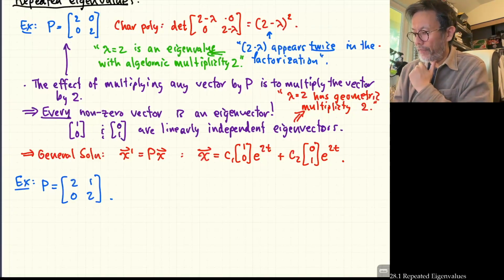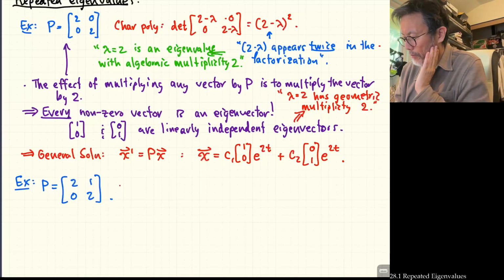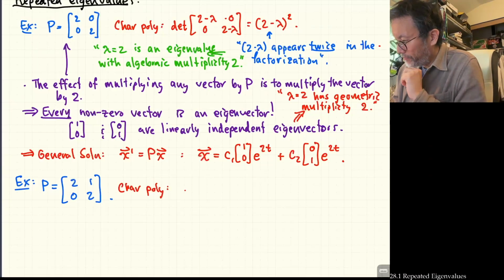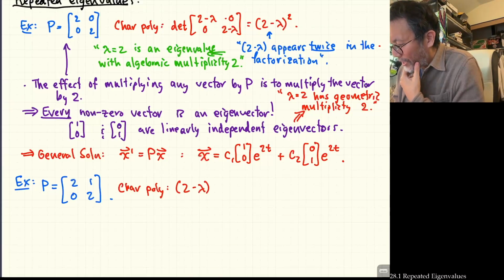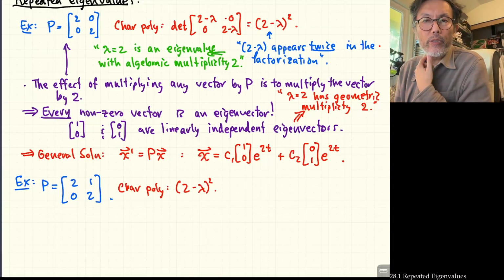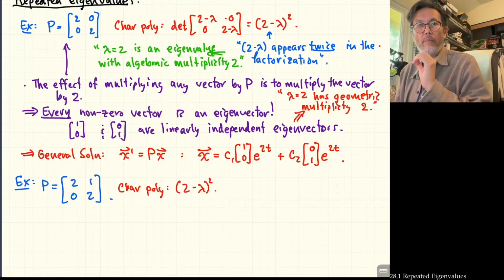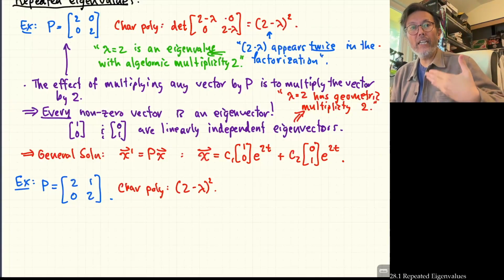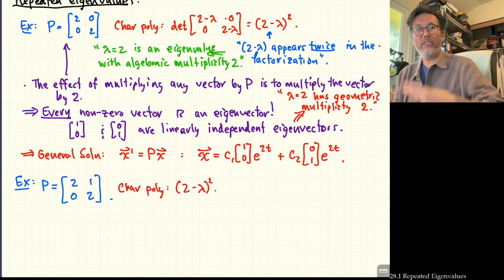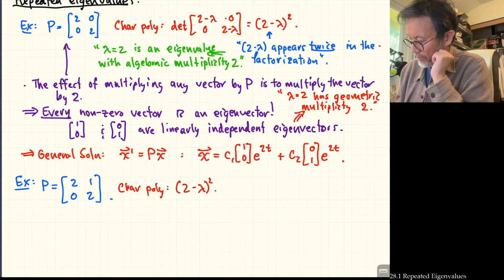Okay, let's study. So first of all, what's its characteristic polynomial? Well, it's 2 minus lambda squared again. Check it if you don't believe me, it's true. Okay, meaning that lambda equal to 2 is an eigenvalue with algebraic multiplicity 2, just like above.